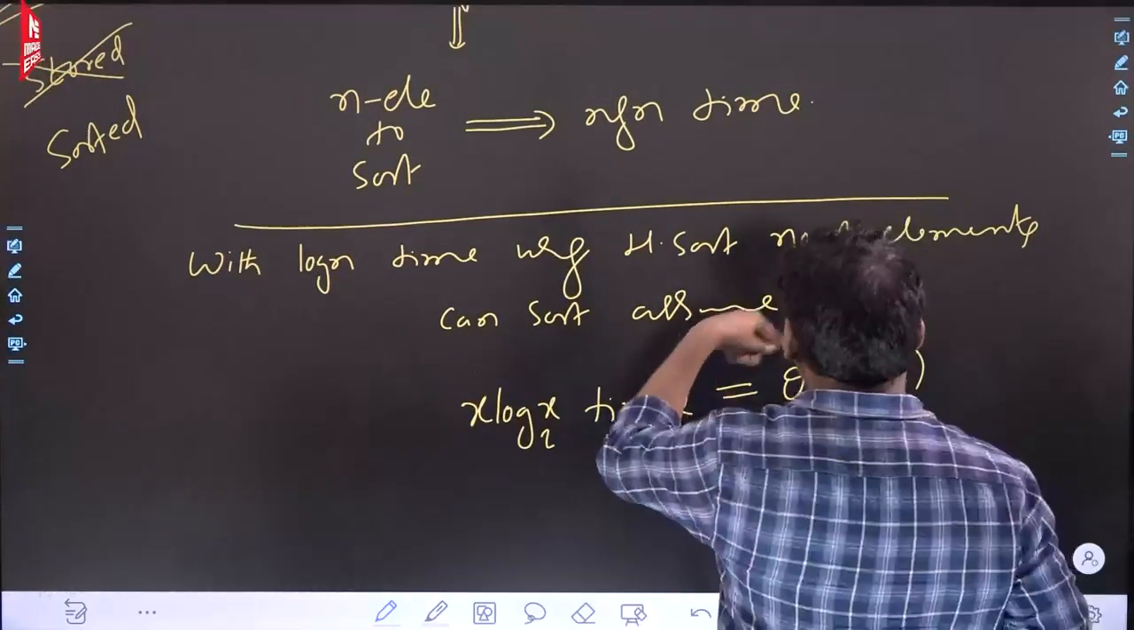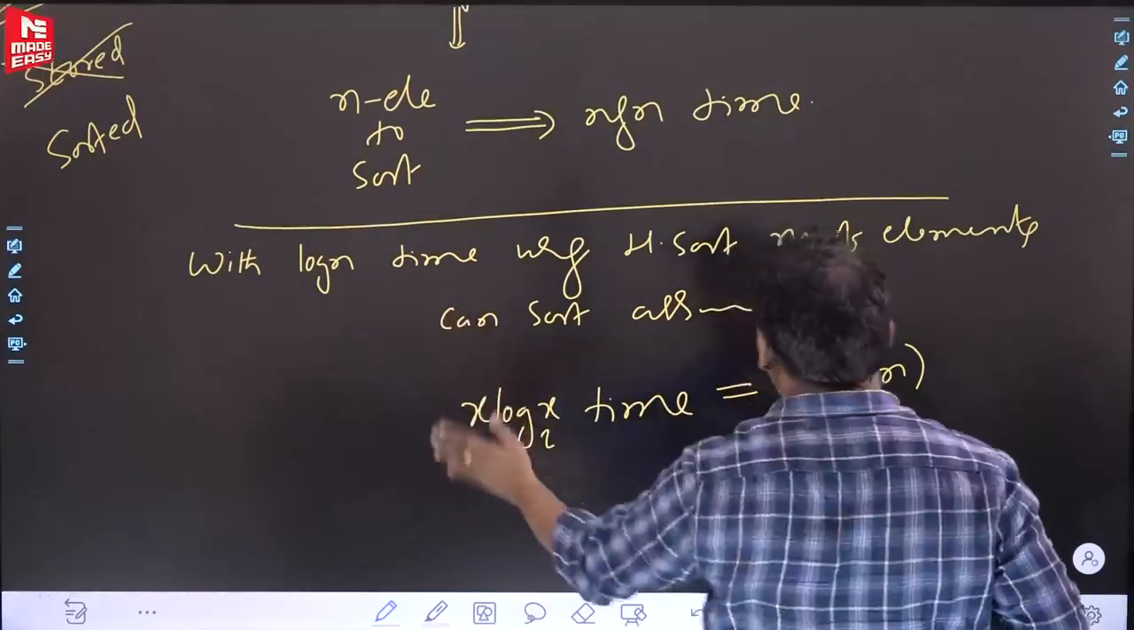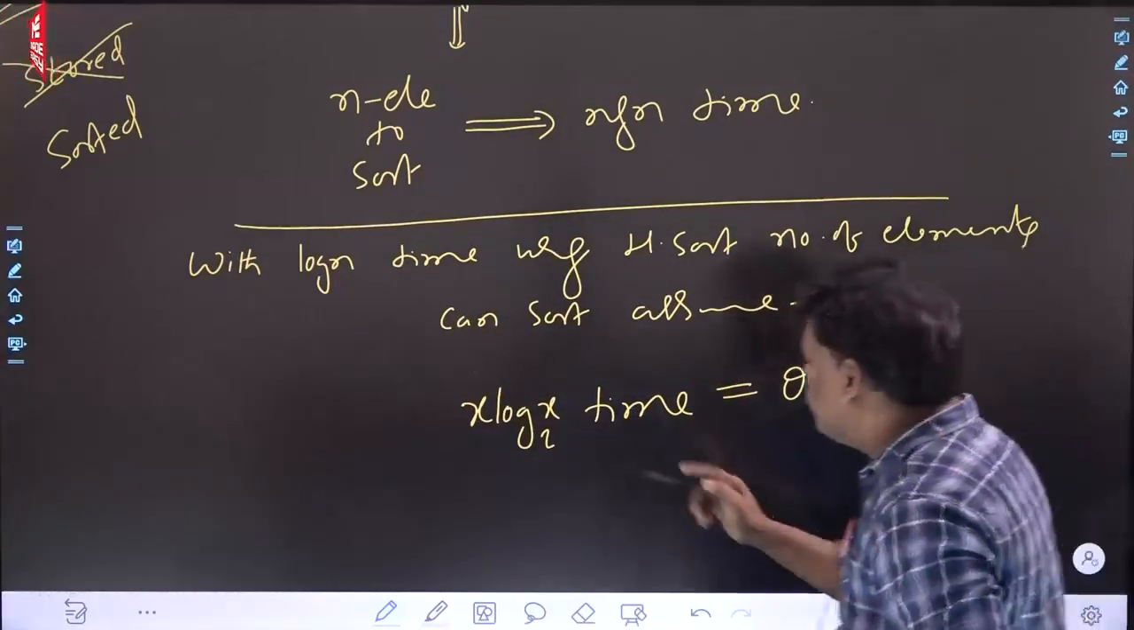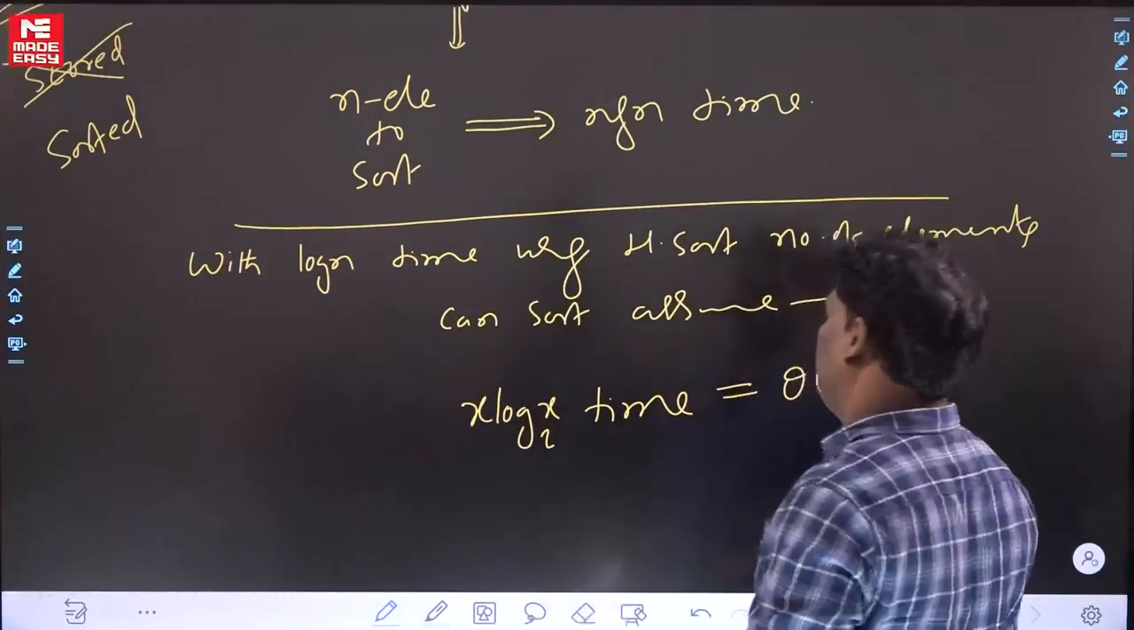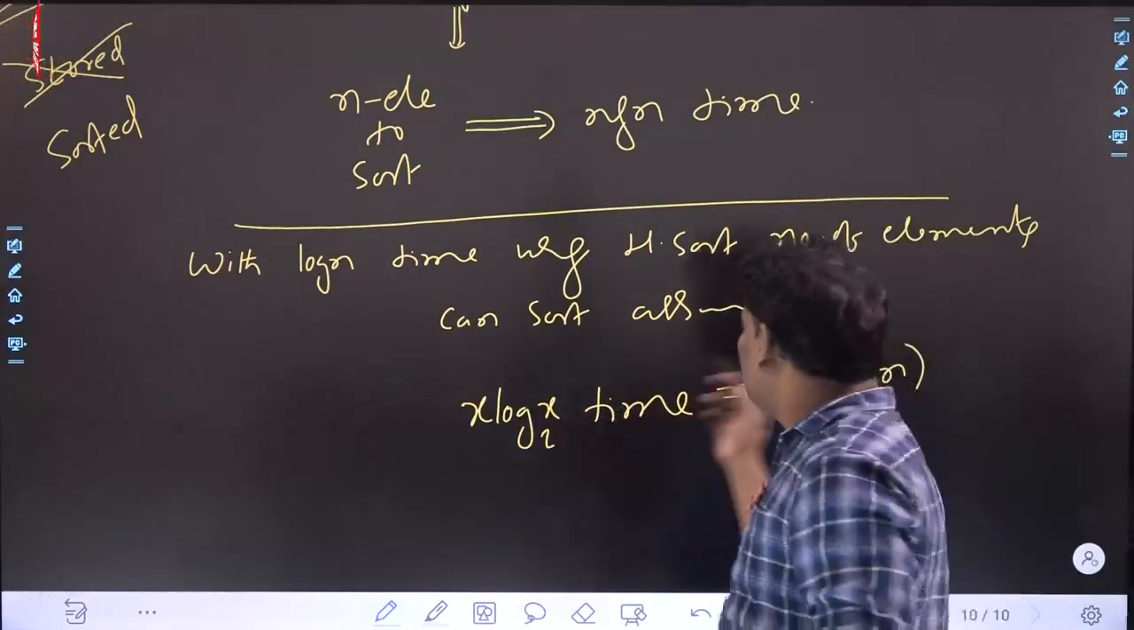X elements to sort using heap sort will take x log x time. But according to his opinion, it will take only log n time. Can you help me now? For which x value will both be equal? X log x time is really required to sort x people, but he is saying that it is log n. For which x value will these two be equal?